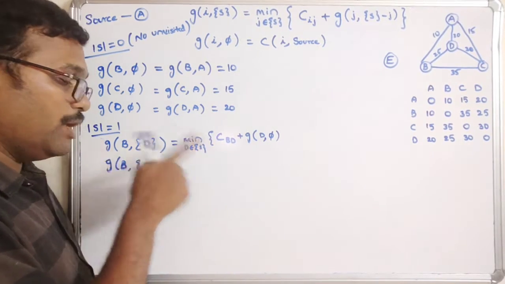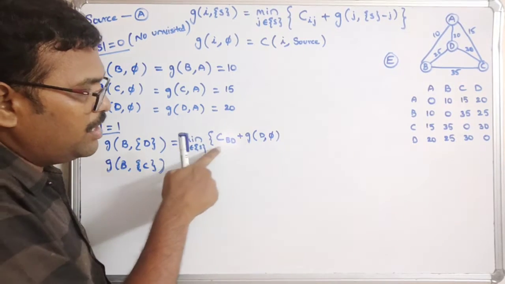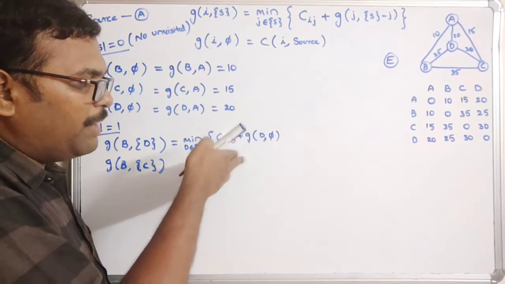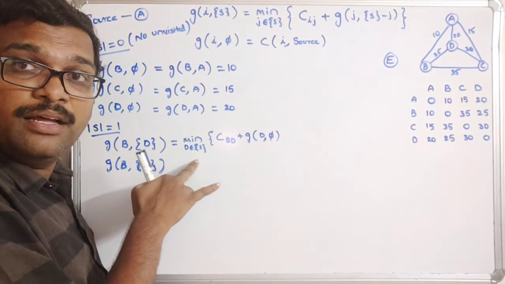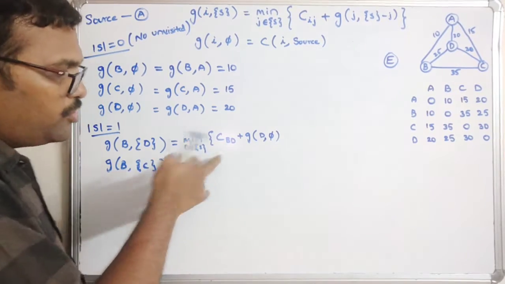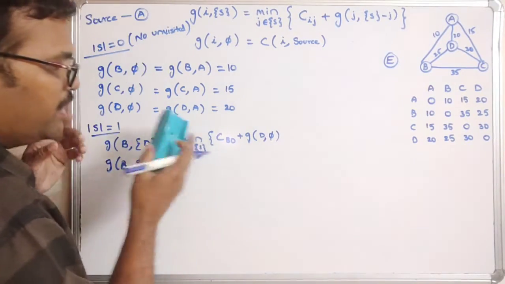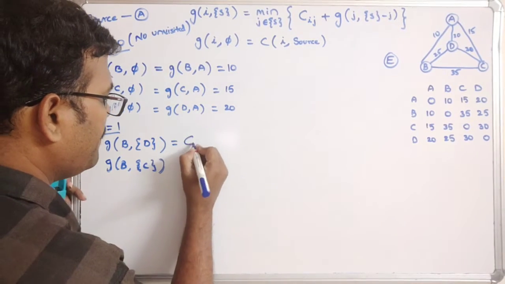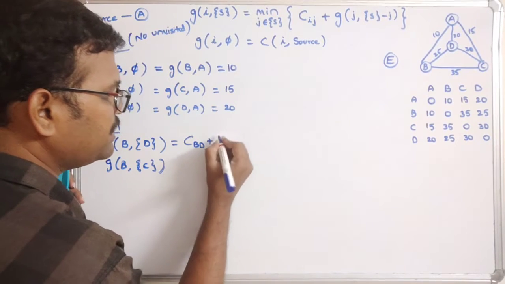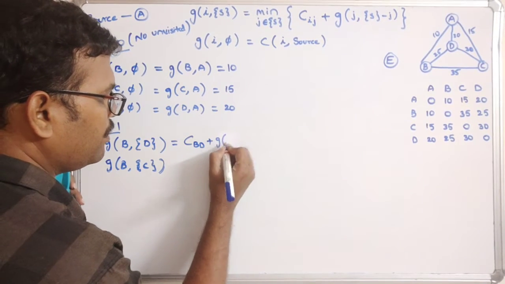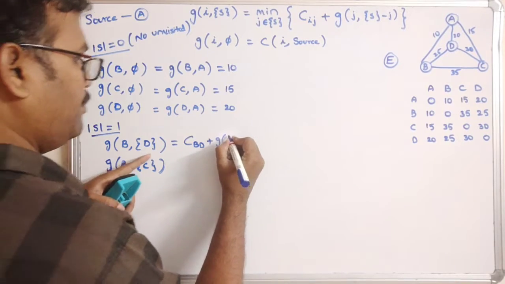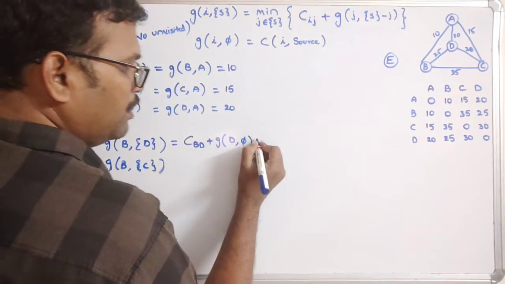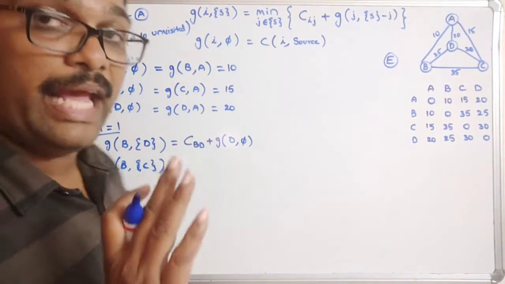So there is no other edge, only one edge is here, so only one unvisited vertex. We are just getting the cost of that particular unvisited vertex. If there are multiple, obviously we have to select the minimum edge. So here we have only one thing, so we can simply remove it and write C, B, D plus G of D comma 5.